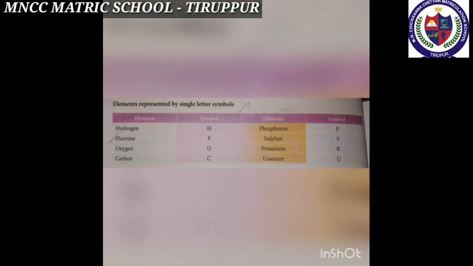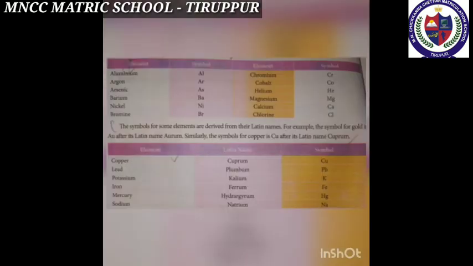For example, the names of both hydrogen and helium begin with H. So, hydrogen is represented by the symbol H and helium by He. See the diagram. Elements represented by symbols of two letters. The symbols for some elements are derived from the Latin name. For example, the symbol for gold is Au after its Latin name aurum. Similarly, the symbol for copper is Cu after its Latin name cuprum.